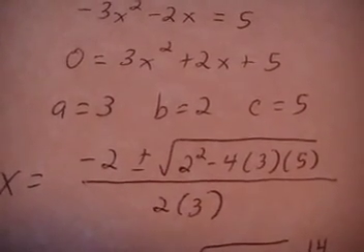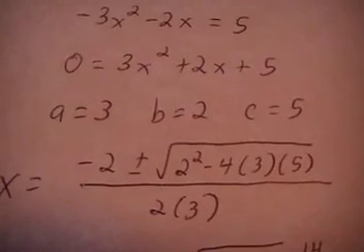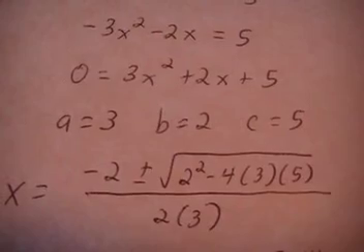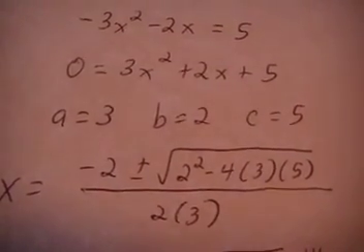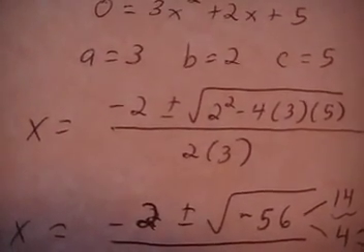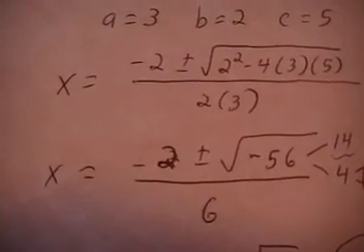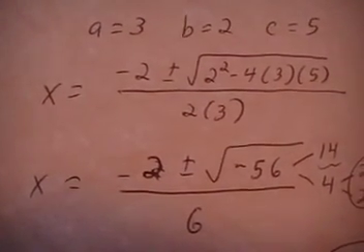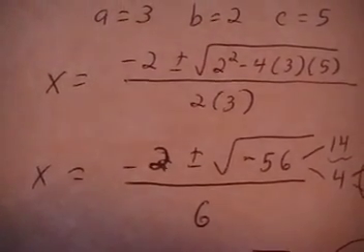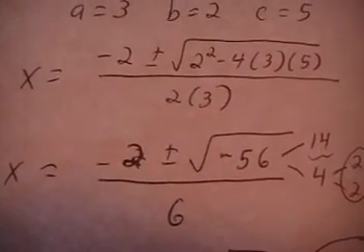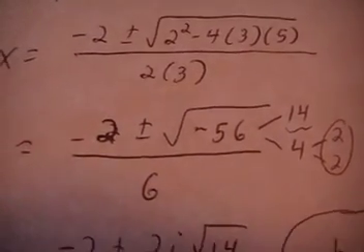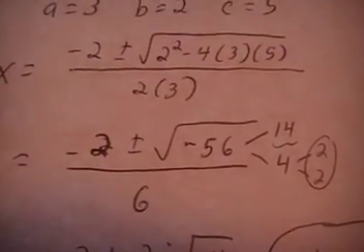So first thing you want to do is get that inside of the radical down to a single number. 2 squared is 4. 4 times 3 is 12, times 5 is 60. So we get 4 minus 60 and we get a negative 56 inside the radical. You can also do the denominator. 2 times 3 is 6. Negative 2 plus or minus the square root of negative 56 all over 6. Square root of 56 can be simplified. It's got a 14 times a 4, and the 4 can be 2 times 2, but the 14's left over. So that can simplify to 2 square root of 14.